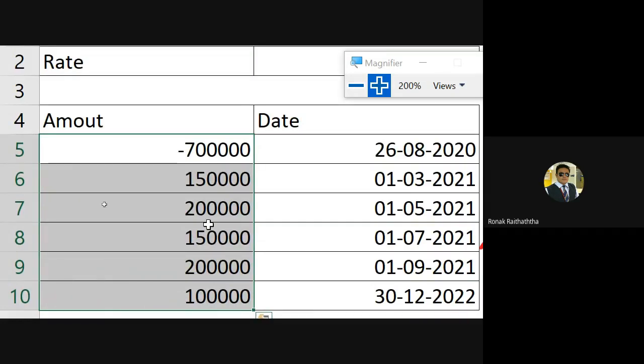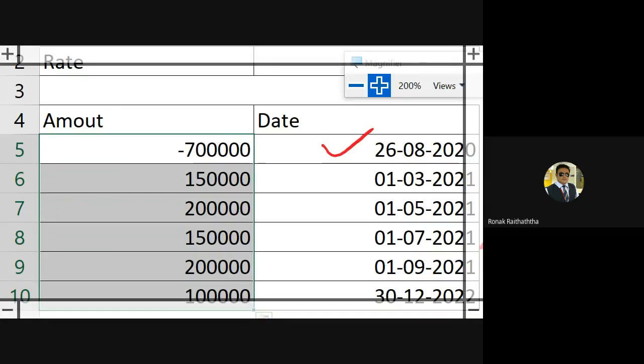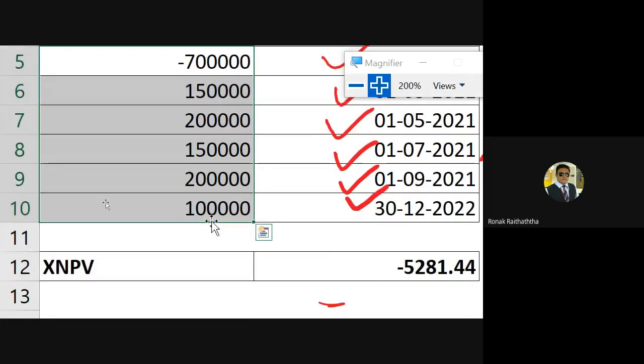Number 2 thing you require is at what date exactly the cash inflows are occurring. Say we are making the payment at 26th of August 2020, but the inflow we are realizing at 1st of March. Then another inflow we are realizing at 1st of May, 1st of July, 1st of September 2021, and then it would be at 30th of December 2022. So there is no standardized period between the two cash inflows.